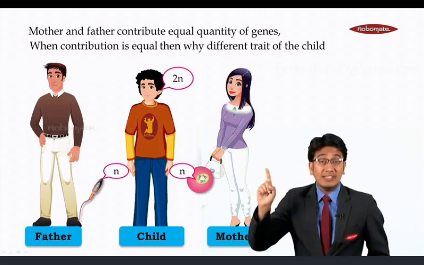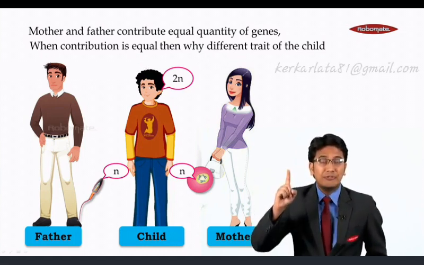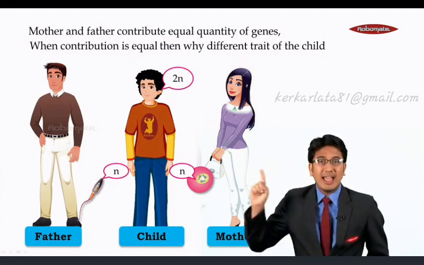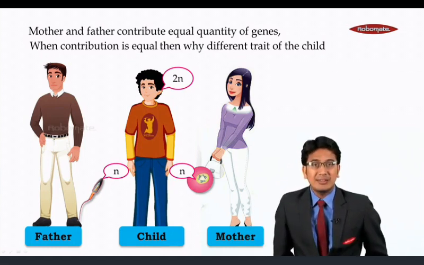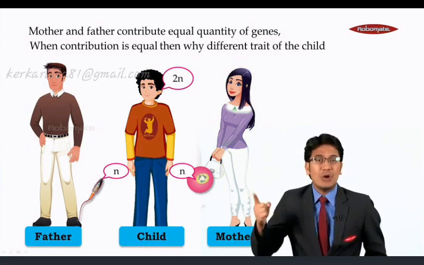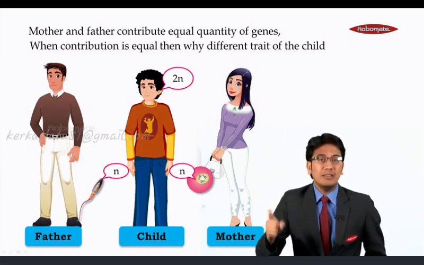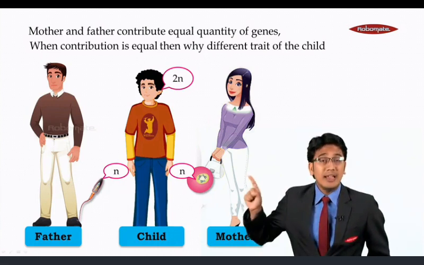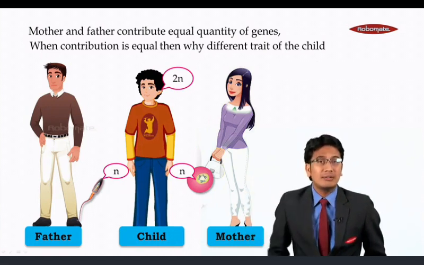This child has both the genes of light complexion and dark complexion. But this child is only showing the light complexion of his mother. Where did that dark complexion gene go?